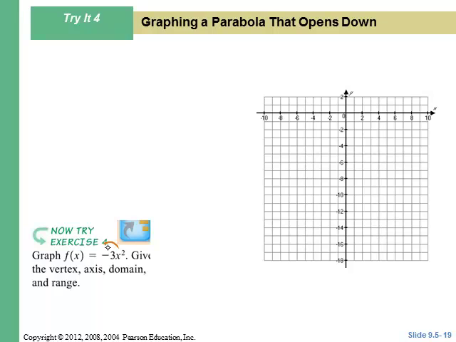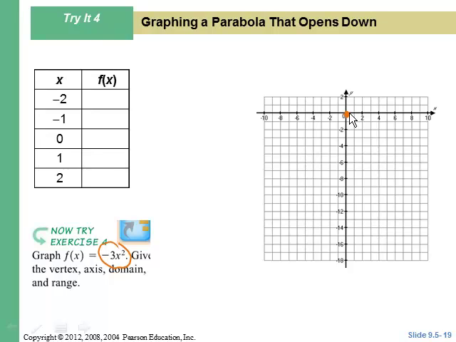Now, interestingly enough, since it doesn't have an h and a k, we know that the vertex is here at 0. Okay? It's downward 3 times as far. So our graph is going to go like this. It's going to be 3 times as fast. Let's just make sure that that's true. Negative 2 squared is 4 times negative 3 is negative 12. Negative 1 squared is 1 times negative 3 is negative 3. 0, negative 3, negative 12.